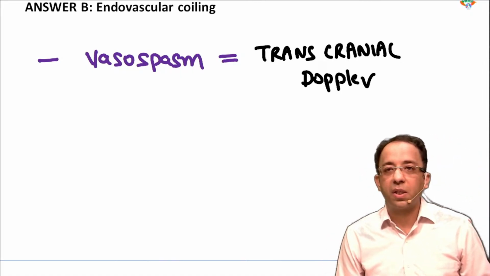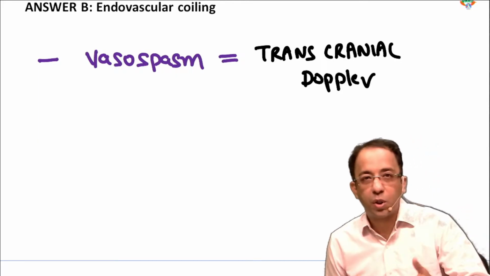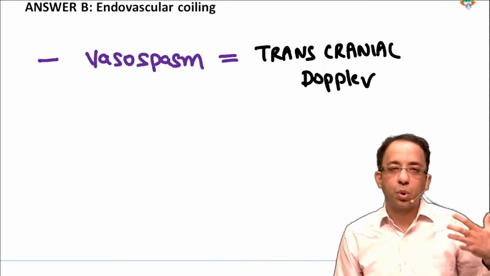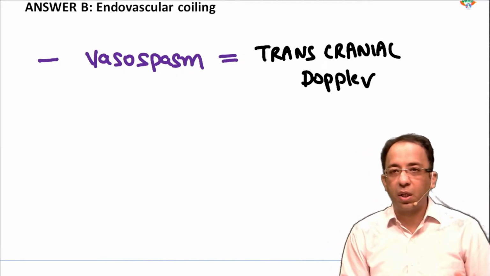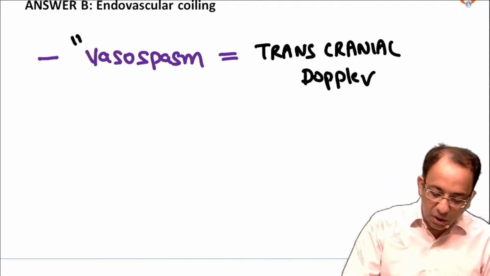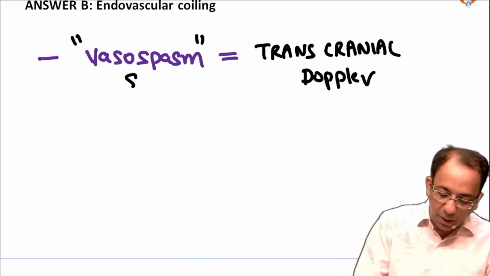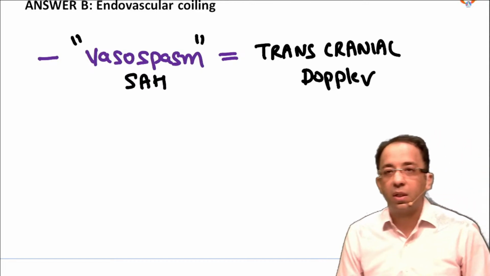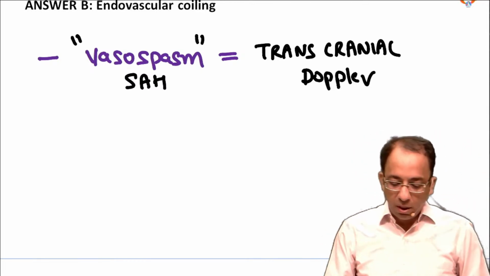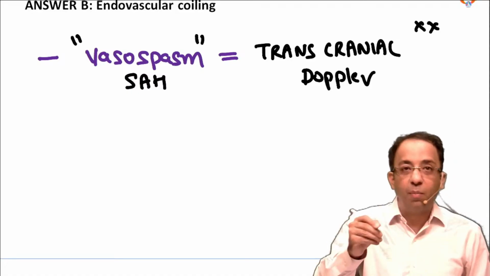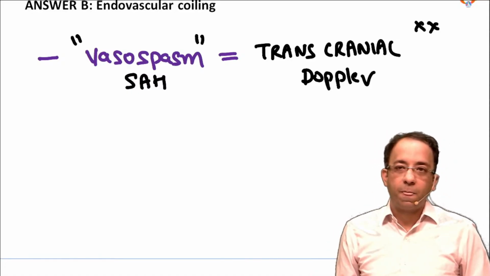Can you mark this in the exam? To see the velocity, to see the vasospasm, and to see if you want to give any calcium channel blockers. So the investigation to look for vasospasm in a patient with SAH is transcranial Doppler. This is again a possible question on the same topic in the future exam.